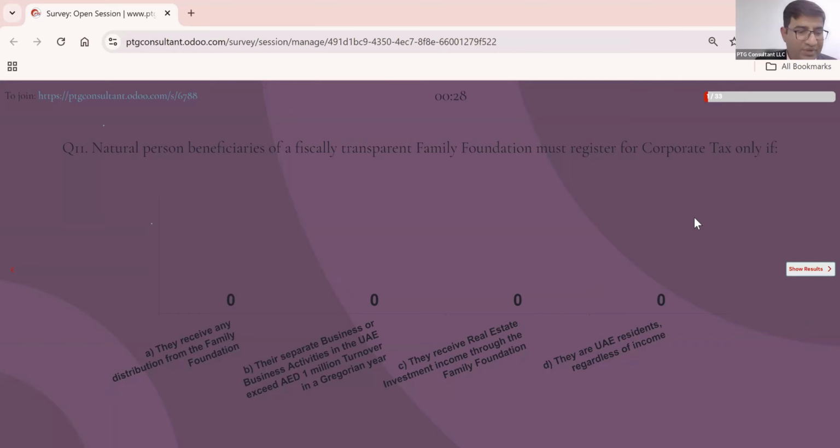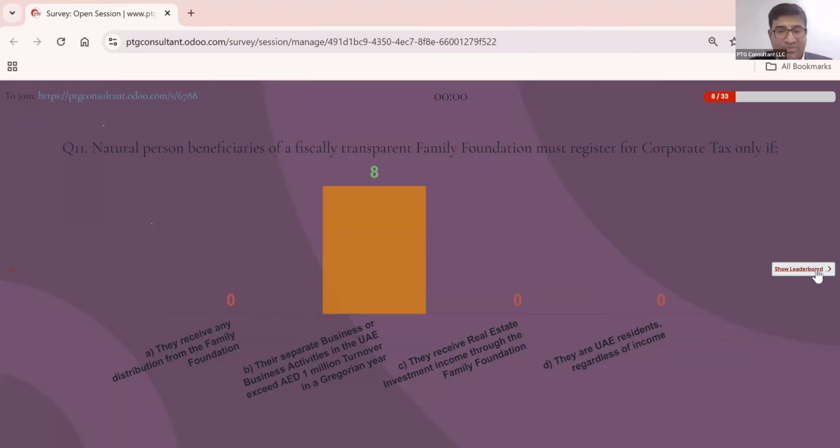This is another important part. The natural person who's getting the distributive share from the family foundation, at what stage are they required to register for corporate tax? That's fine. Most of us say if their separate business or business activity in the UAE exceeds 1 million turnover in the Gregorian calendar year.